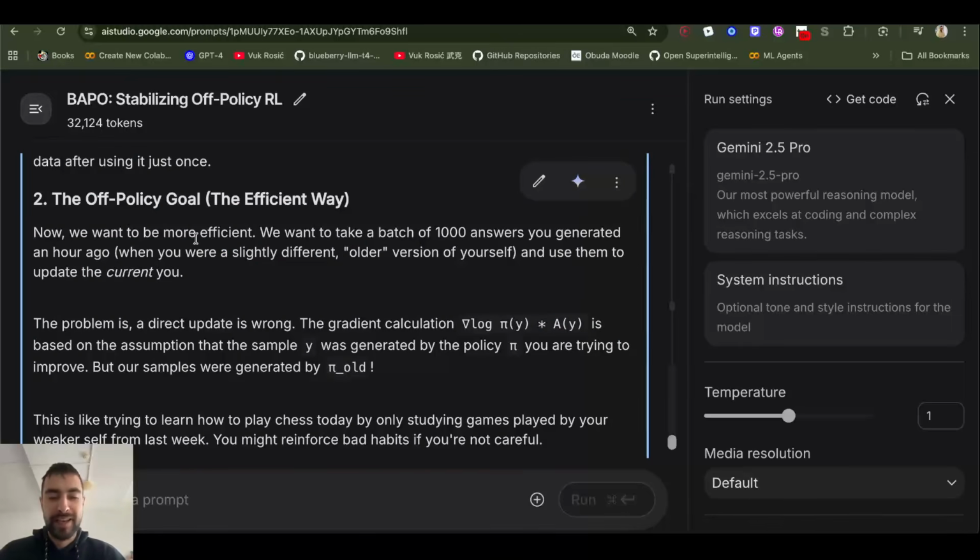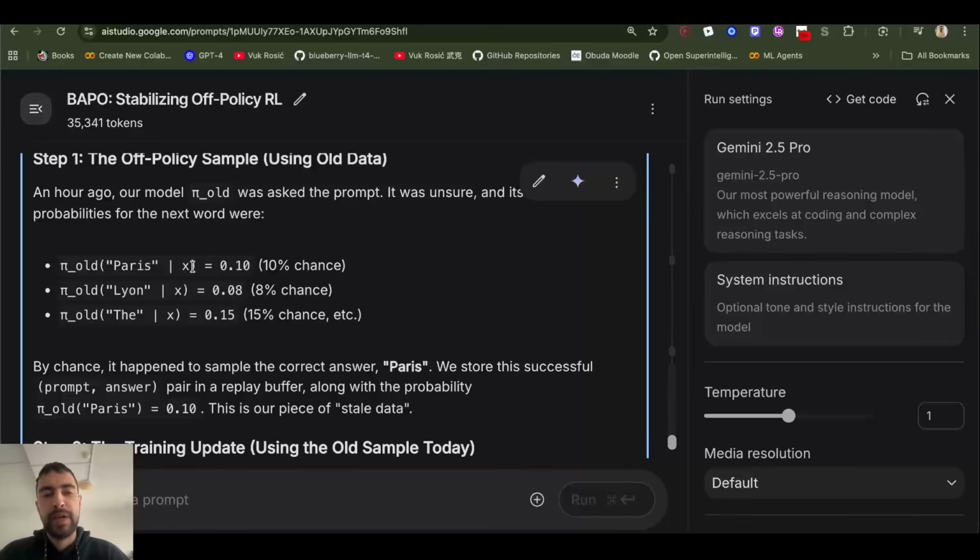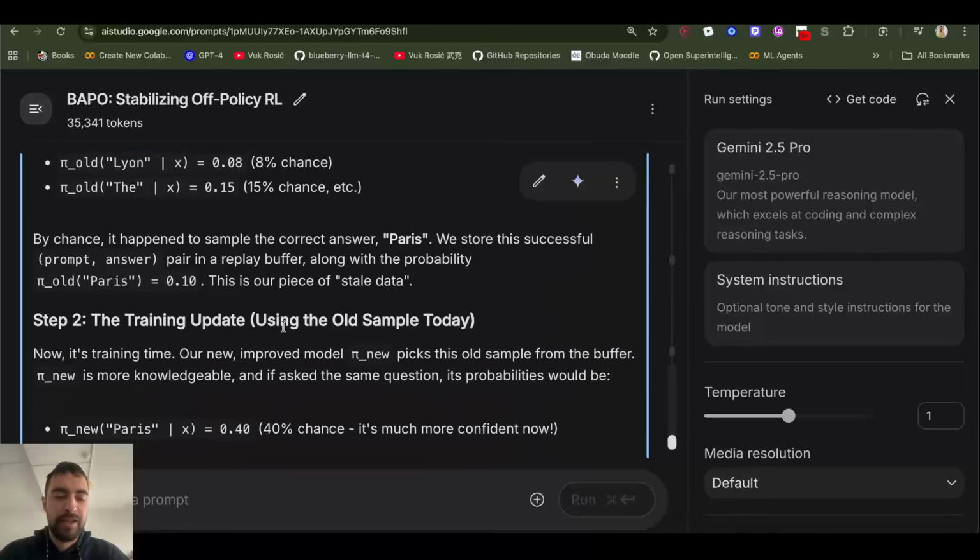the model many times. Here we will also generate an answer to this question, Paris. But we will also look at what the probabilities are for different tokens. For example, if this model is not so good in the beginning, then let's say it can give a 10% chance for the token Paris, but it can give an 8% chance and a 15% chance, for example, for some other tokens. But let's say it randomly picked Paris as the correct answer.